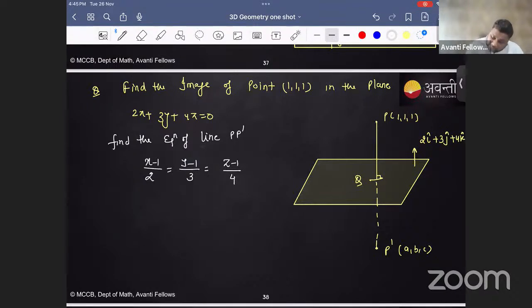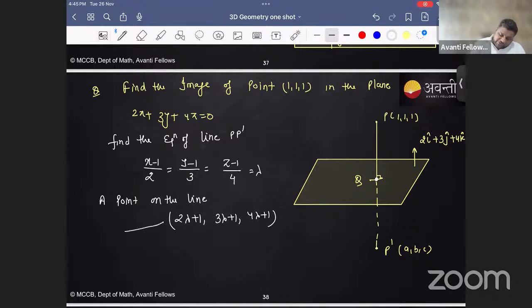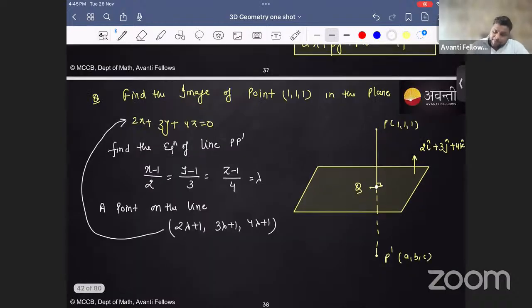Now I have to find the point Q. Q is what? Q is the point of intersection of this line and the plane. Now let us take a random point on the line. A point on the line is (2 lambda plus 1, 3 lambda plus 1, 4 lambda plus 1), correct? Now for different values of lambda, you will keep on getting different points. You want the point which is lying in this plane so that we can get Q. Put this point in the plane.